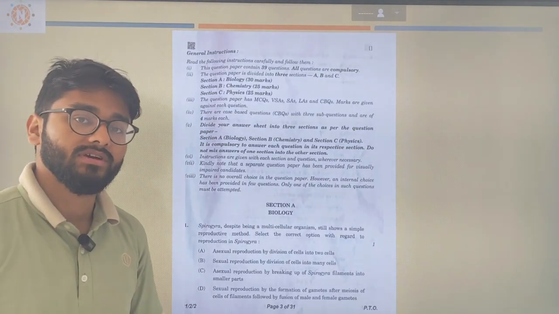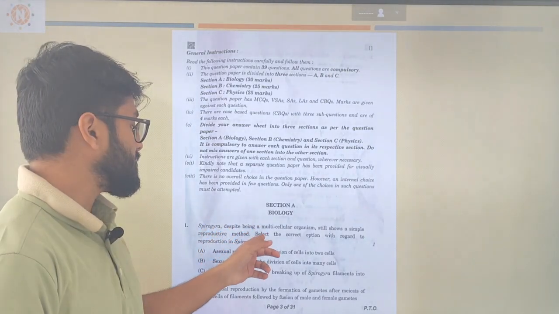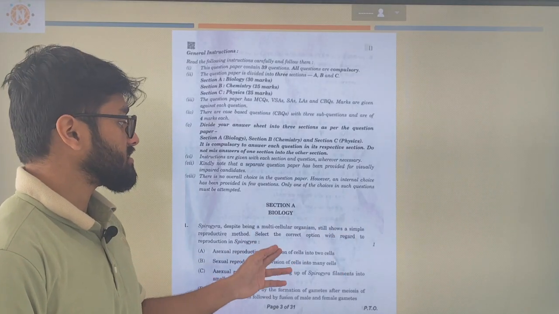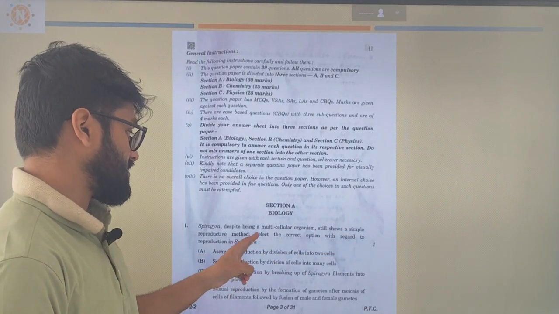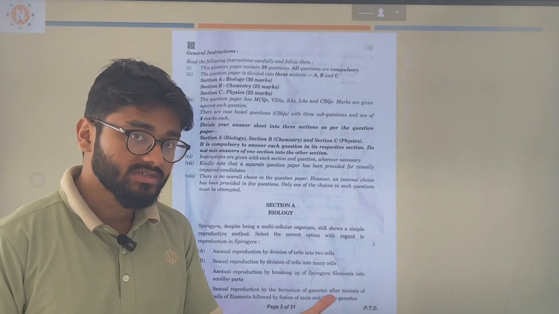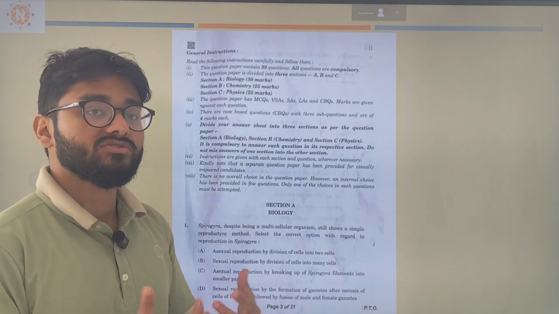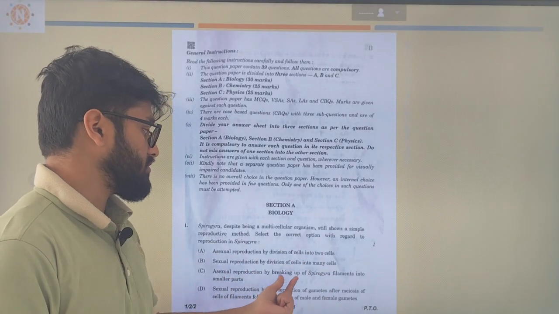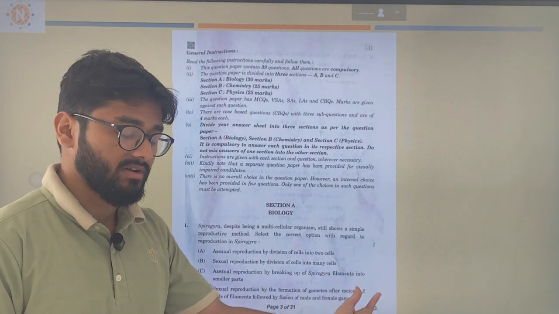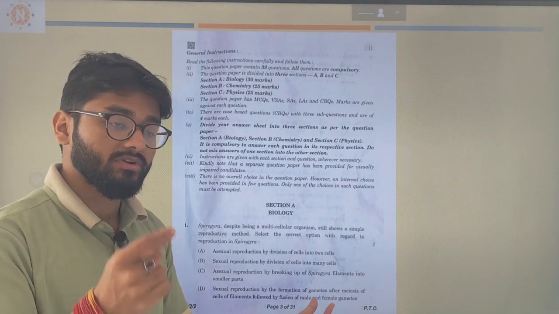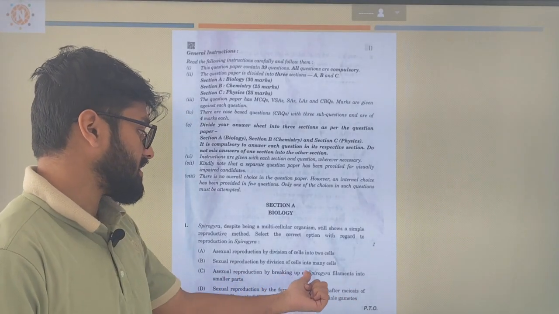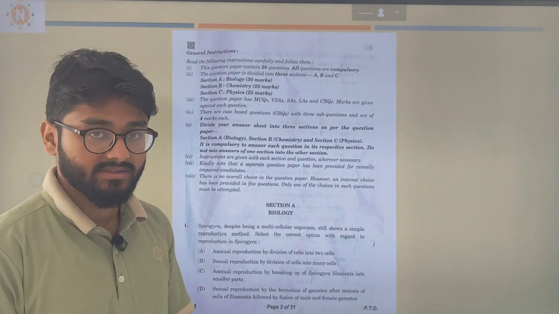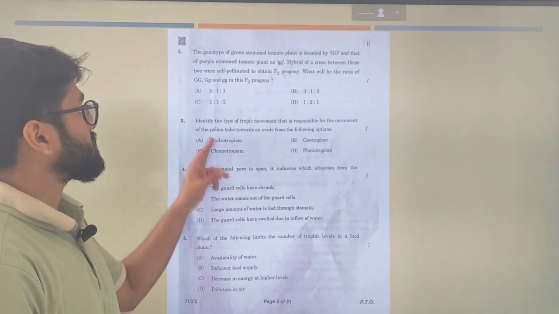The first question that we are presented with is: Spirogyra, despite being a multicellular organism, still shows a simple reproductive method. Select the correct option with regard to reproduction in Spirogyra. We already know that Spirogyra goes through fragmentation, which is its own asexual reproduction using its own body pieces. So asexual reproduction by breaking up of Spirogyra filaments into smaller parts is the correct answer.